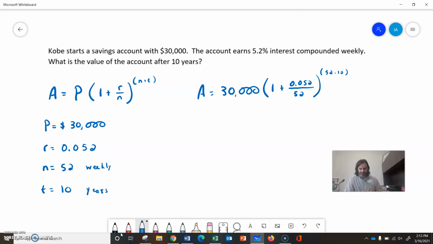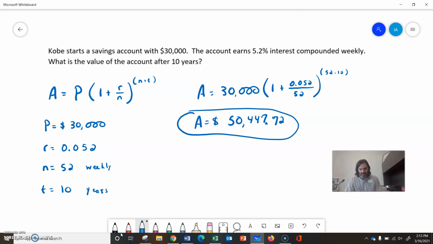I get a total amount at the end of $50,447.72. Okay, so I'm going to round off to the nearest penny since it's money. If you're not getting that answer, we need to talk about your calculator.